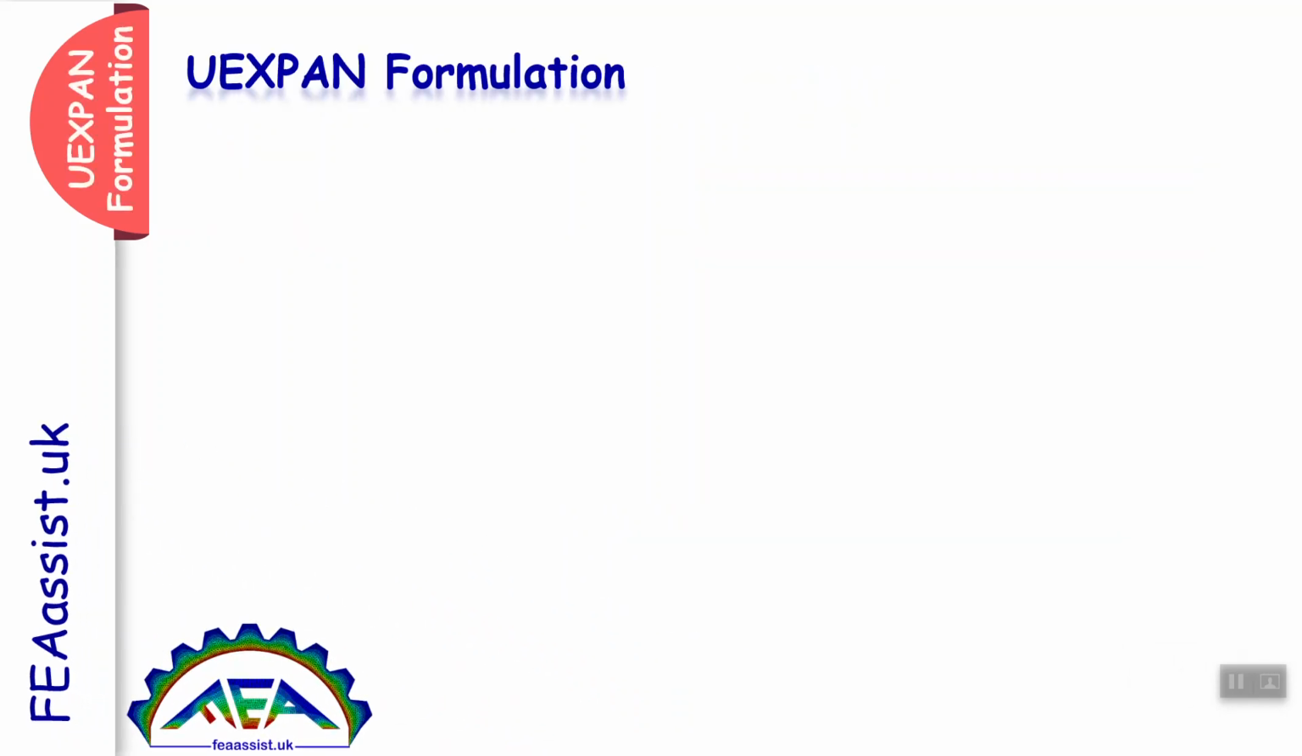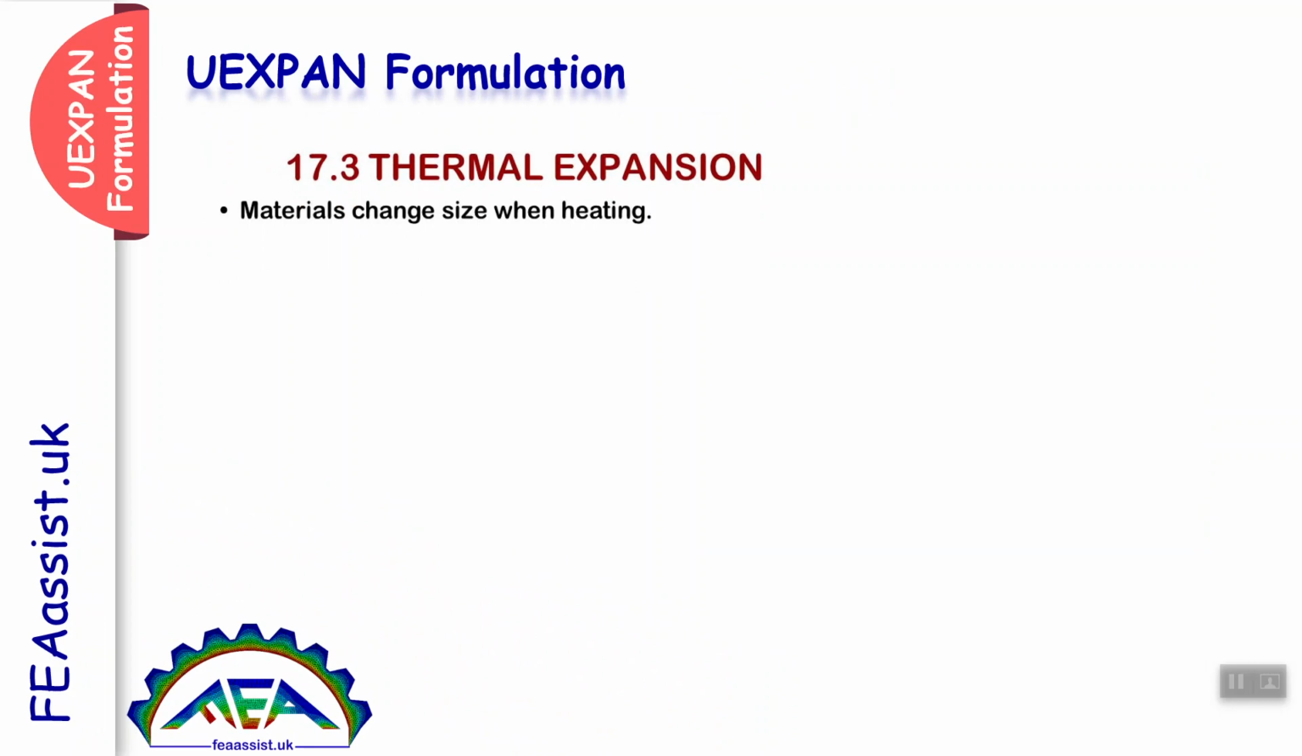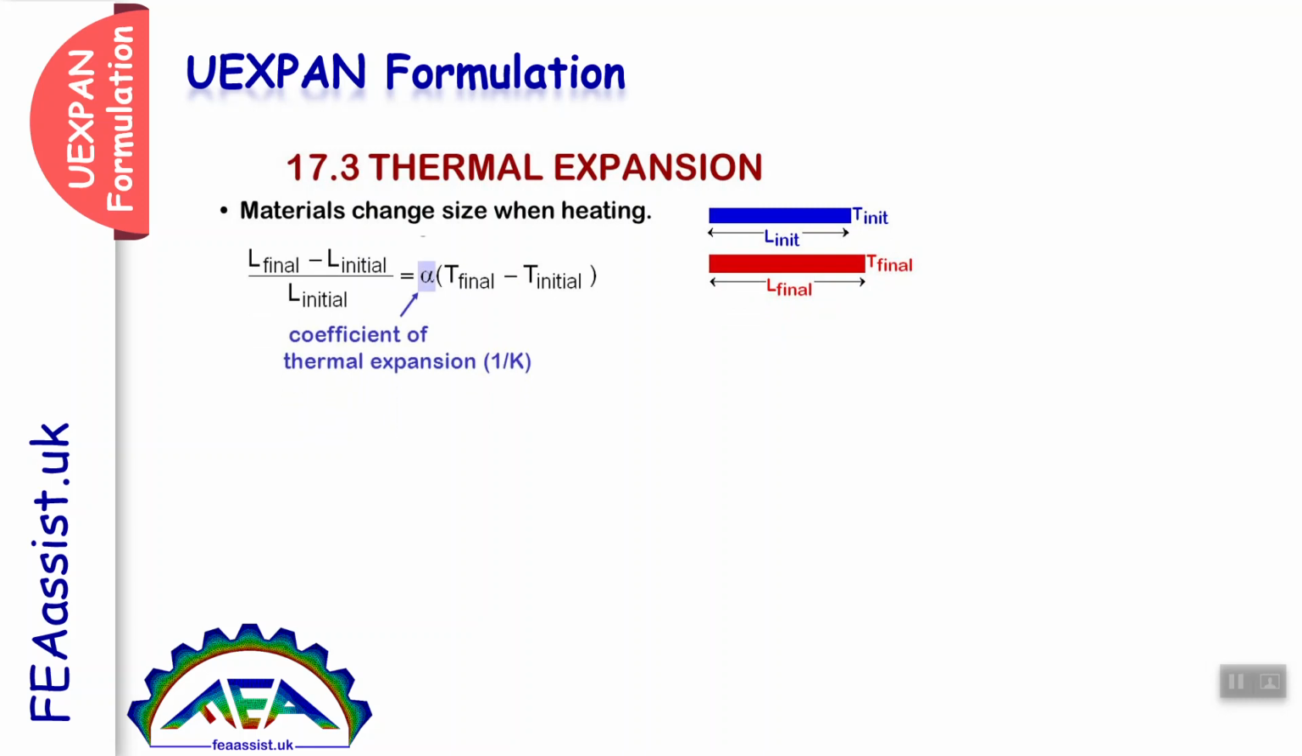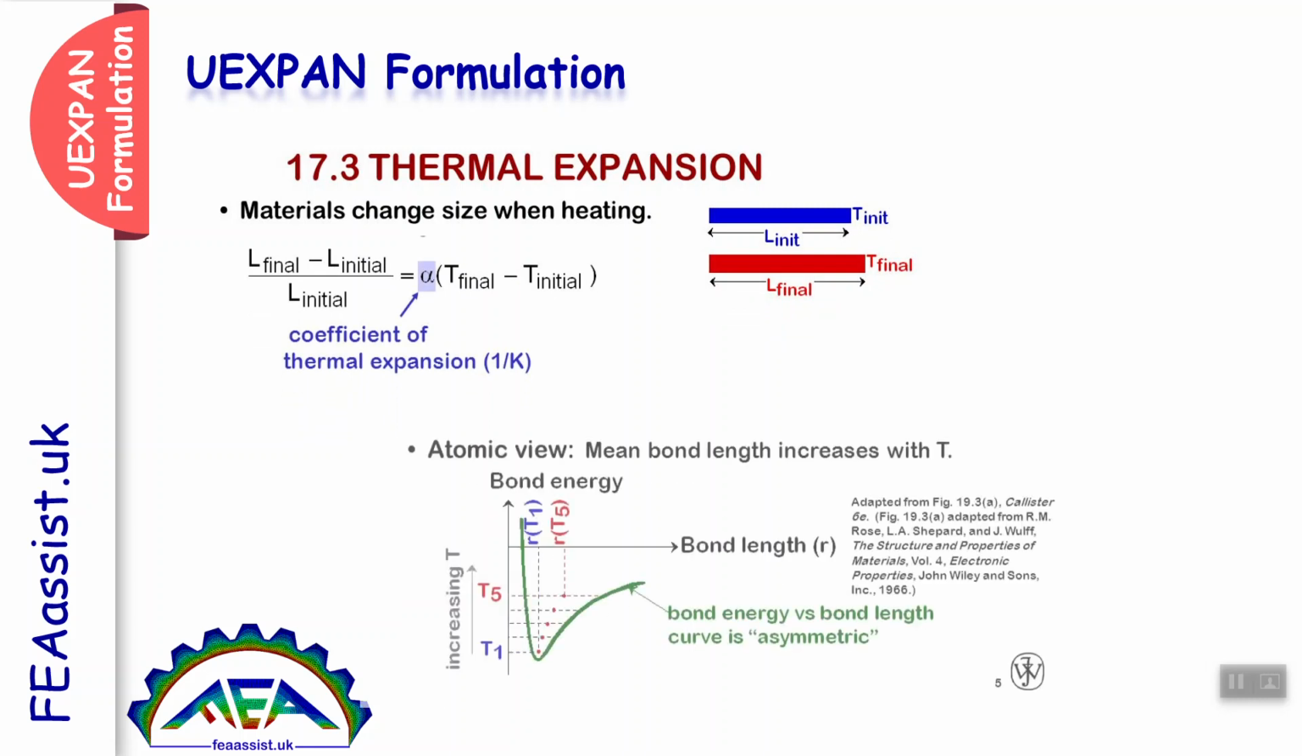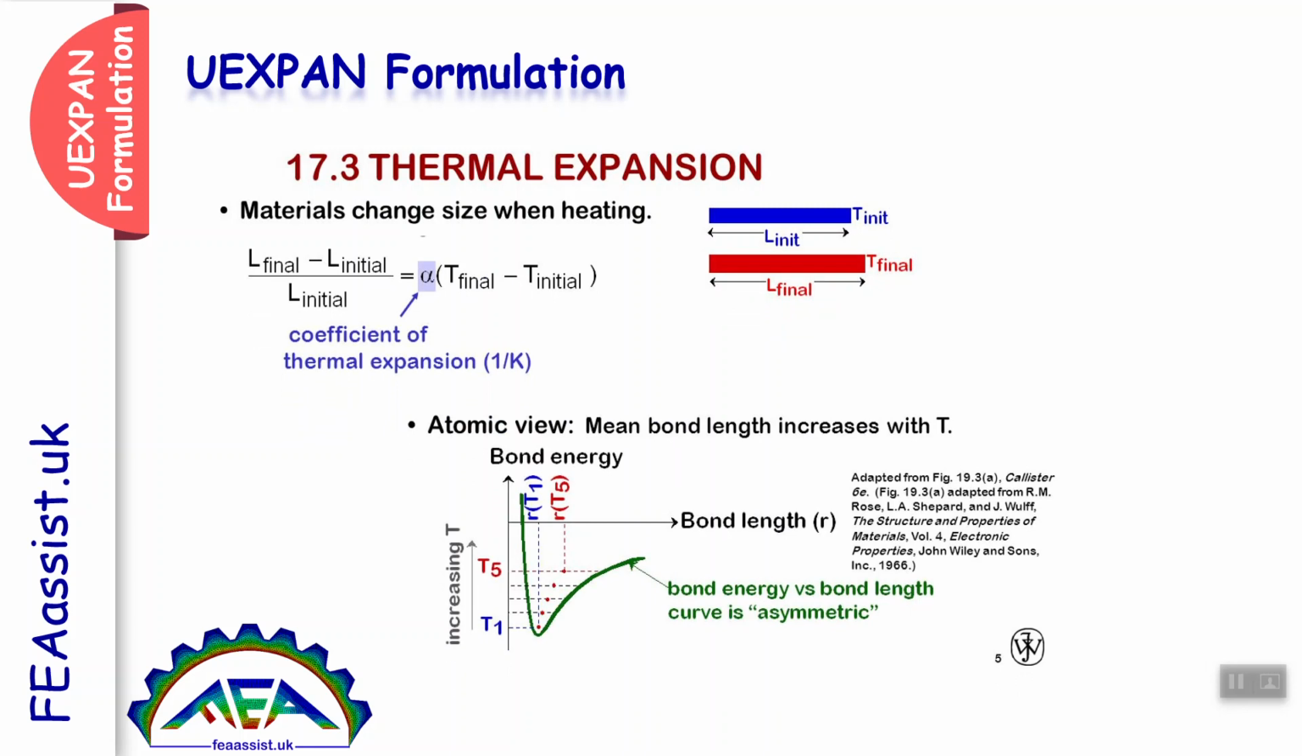UXPAN formulation. Materials change size when heated. If you increase the temperature of a sample, the length of the sample will increase. How much? It depends on the coefficient of thermal expansion. Why? If you look at the atomic view, you will find that the distance between atoms increases by heating. This is the reason for thermal expansion.